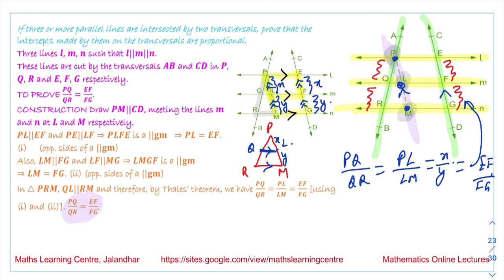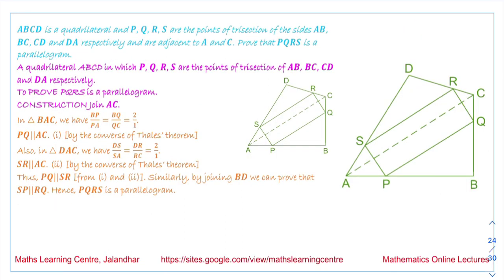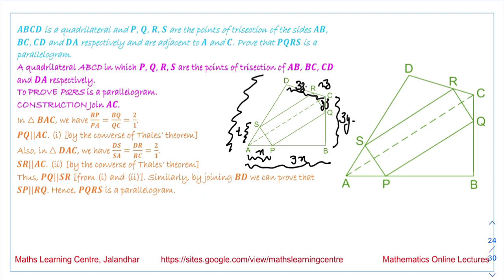Now in this next question, it is given that ABCD is a quadrilateral and PQRS are the points of trisection of the sides given. So trisection means if this length is X, then this whole length is 3X. It is 1/3 over here. If this length is Y, this whole length is 3Y. If this length is Z, then this whole length is 3Z, and if this length is say T, then this whole length is 3 times T. This is given to us.